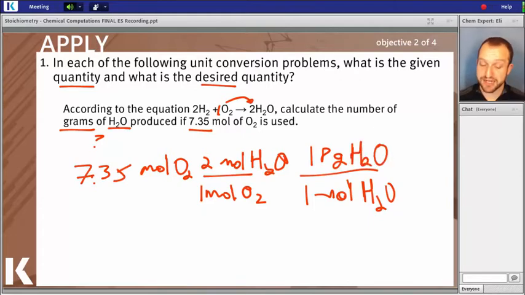Okay, let's double check before we actually do the math. Moles of O2 cancels with moles. Moles of H2O cancels with moles. And I'm left with grams of H2O. Perfect. Calculating that out across had better be 264.